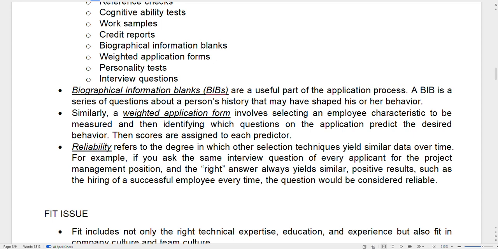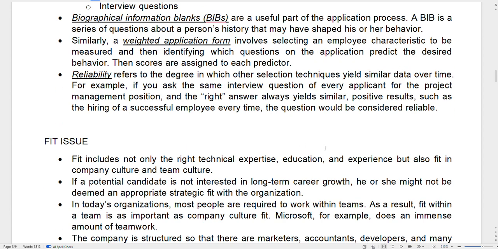So, ibig sabihin, talagang that's a very good question. And it is really a valid question, a reliable question para makita natin yung how fit an applicant is. Next is a fit issue. So fit includes, okay, not only the right technical expertise, education, and experience, but also fit in company's culture.